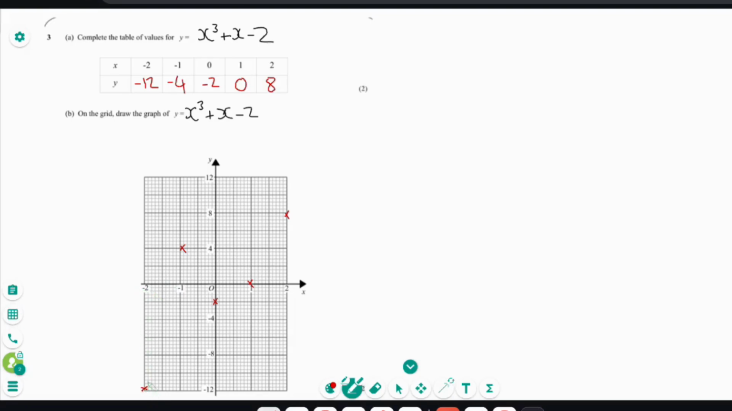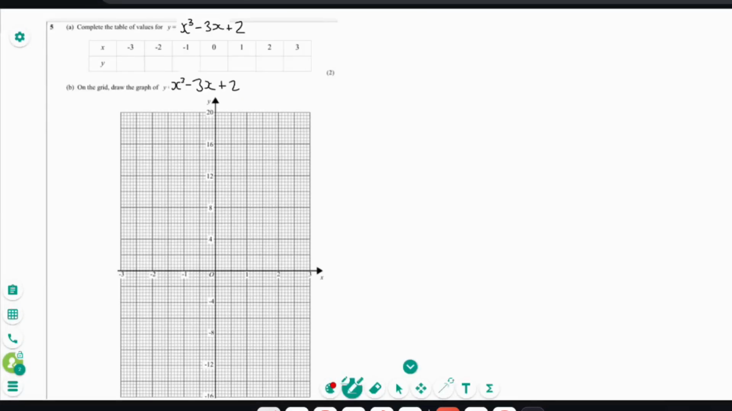Now this is a curve also, and it just produces an S shape. It's like a local maximum and a local minimum here. So cubic graphs look like that. Have a look at this next cubic graph, maybe put me on pause and have a go at plotting yourself.